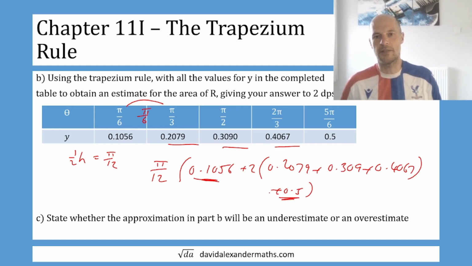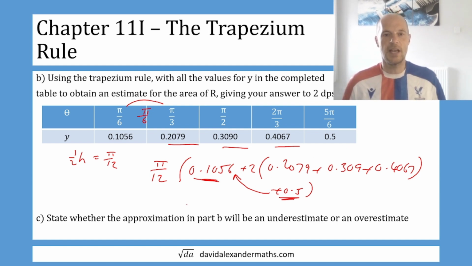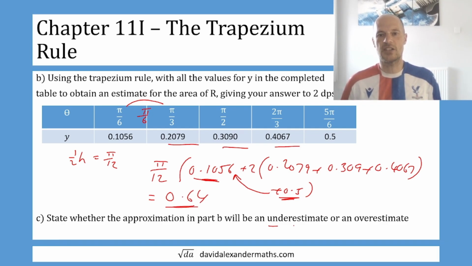In the formula booklet, they put the first and the last together, the plus 0.5 next to the first. Doesn't really matter. Anyway, when you type this into a calculator, you should end up with, to 2 decimal places, 0.64 units. And for part C, it's going to be an underestimate because the sine curve is concave.